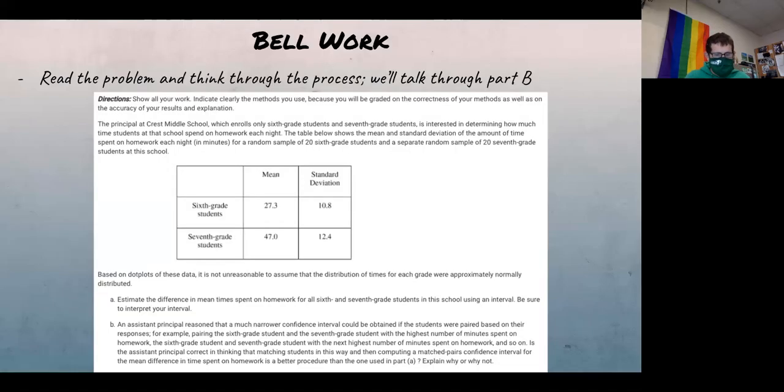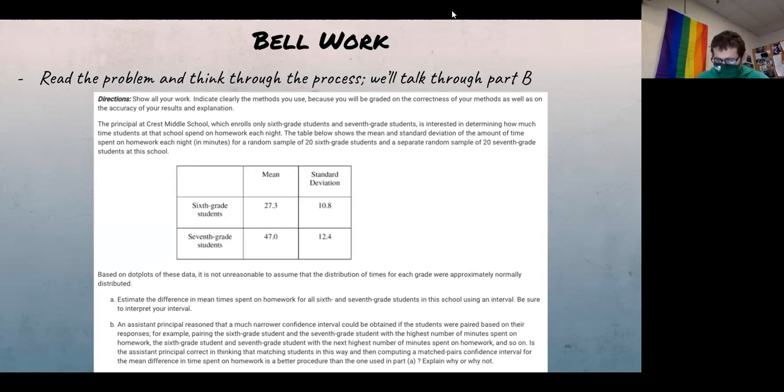Okay. And at the very least, I wanted you guys to understand the context. And so you've had enough time to read it and kind of understand what's going on. If we talk about part A real quick, they want us to create a confidence interval, and this would be for a difference of means.